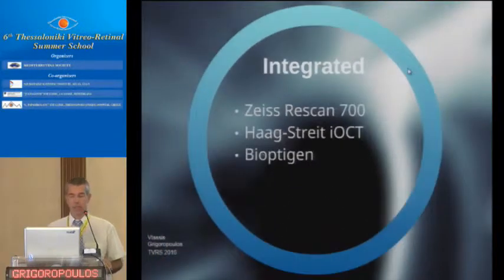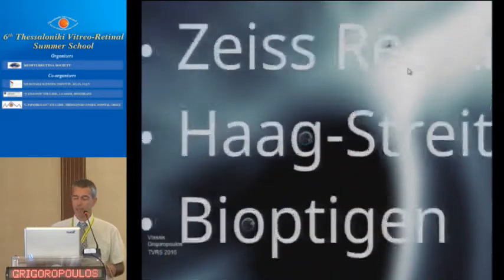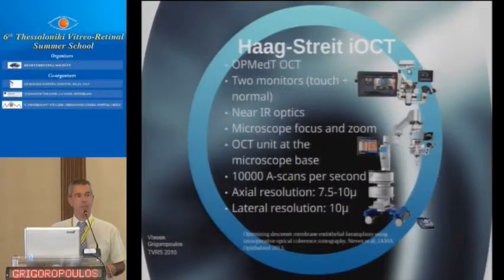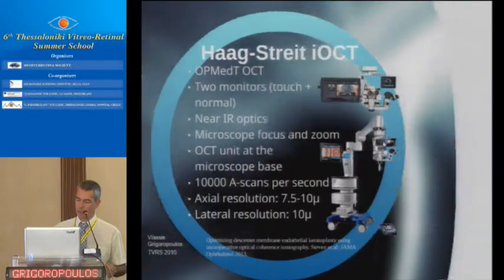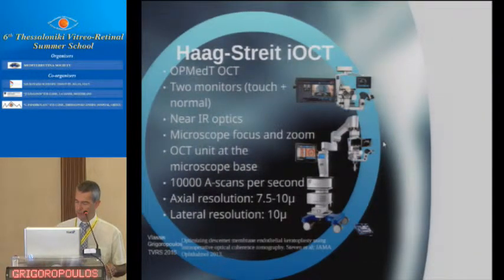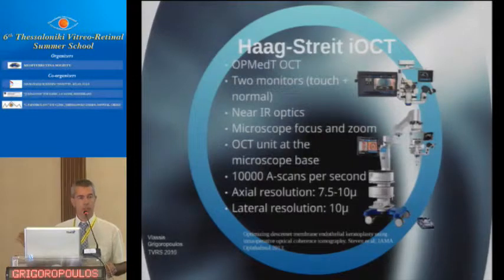The next one is the Haag-Streit. Haag-Streit should have one as well. So it's the Haag-Streit iOCT. This is based on the OptoMed OCT. It has 2 monitors. One you see up there, that's a touch screen. And the bigger one there shows a big picture of the surgical field and of the OCT.